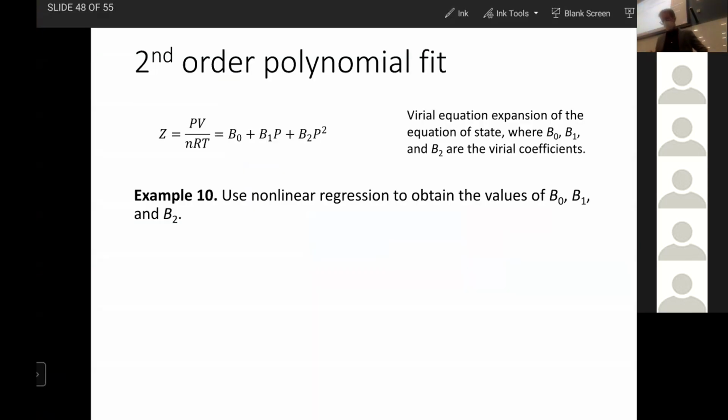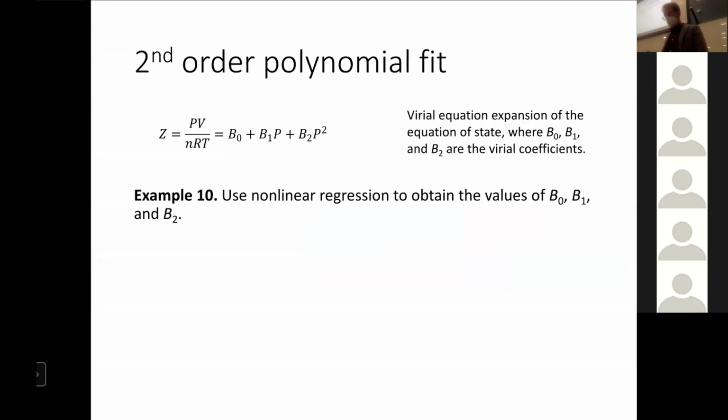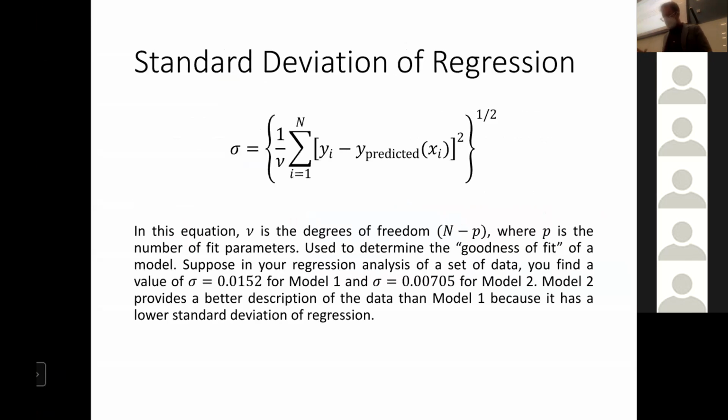Okay, so we've done example number 10 now. We've used a nonlinear regression to obtain the values of B0, B1, and B2. We also did the same for a third order polynomial fit. And now we want to have some way of judging, what's the quality of the fit? What's the goodness of the fit?